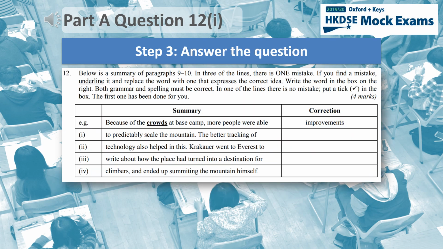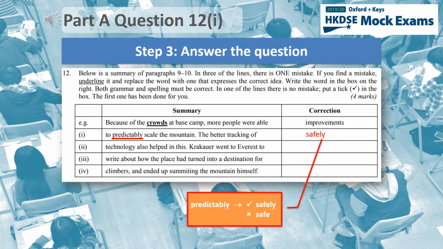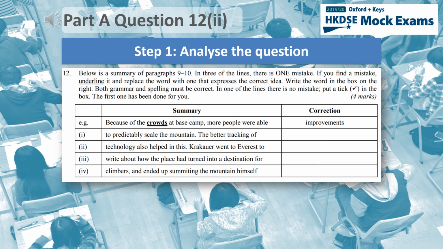So, to correct the first line, you need to first underline the incorrect word, the adverb predictably, then write down the correct word, safely. Make sure that it is the adverb safely, not the adjective safe. Let's move on to the next line. Start by reading the sentence that starts in line 1.